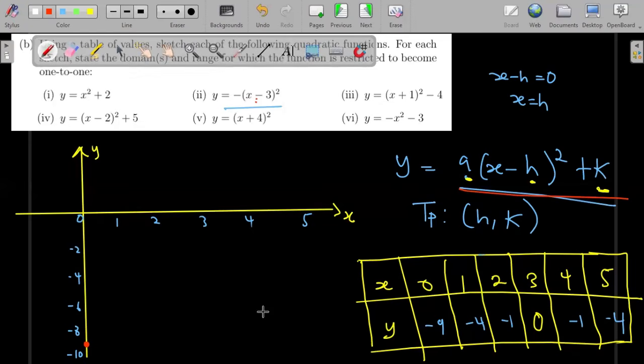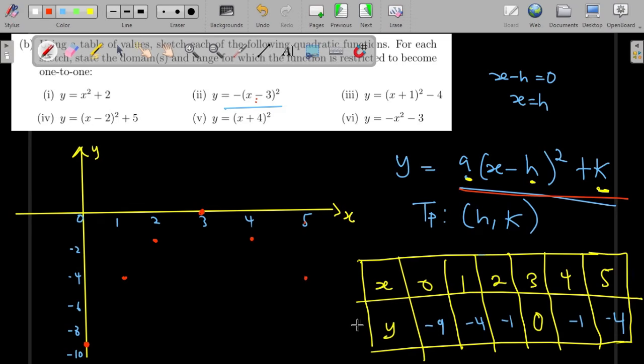1, comma minus 4 should be somewhere there. Maybe I didn't draw it properly. And then 2, comma minus 1. So minus 1 is between 0 and minus 2. So somewhere there. That will be my 2, comma minus 1. And then 3, comma 0 is this guy. 4, comma minus 1 is this guy. 5, comma minus 4 is somewhere there.